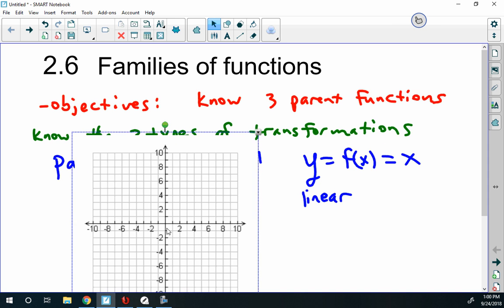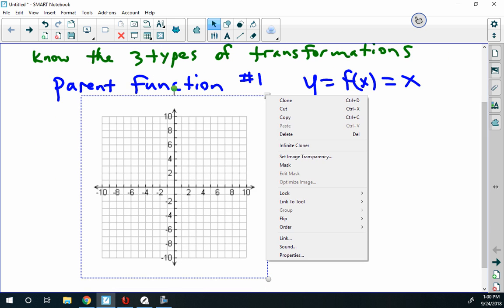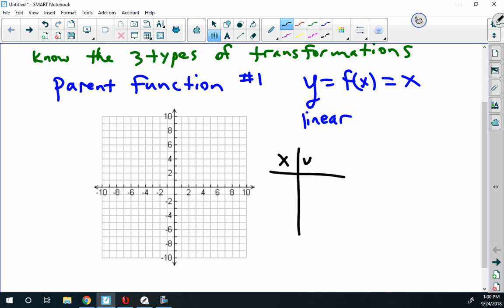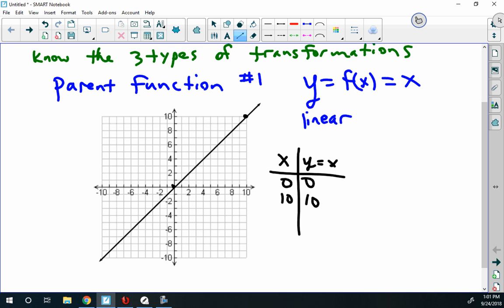Some people like to make a table of values. It's probably not a bad idea if you're not sure how to graph something. So if we think about our table of values, our x value and our y value are actually going to equal each other. So if you pick 0 for x, y is going to be 0 also. If you pick 10 for x, y is going to be 10 also. You only need 2 points to make a line, so we'll go ahead and wrap this one up. There it is. That's what it looks like.